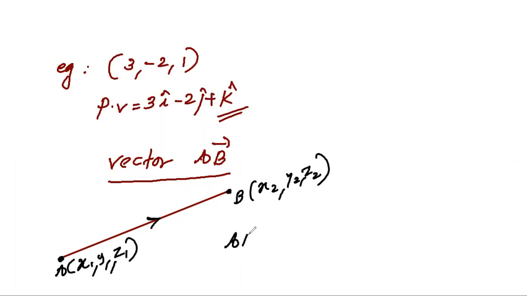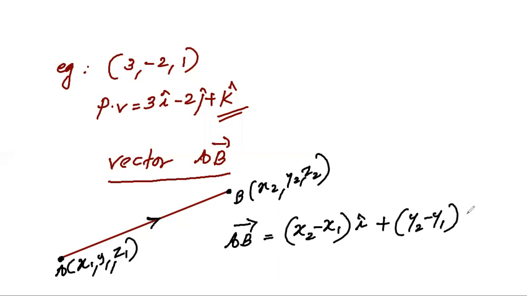Remember, the vector from A to B is nothing but x2 minus x1 into i, y2 minus y1 into j, plus z2 minus z1 into k. So x2 minus x1 into i plus y2 minus y1 into j plus z2 minus z1 into k will be the vector from A to B. Let me give you an example for that.